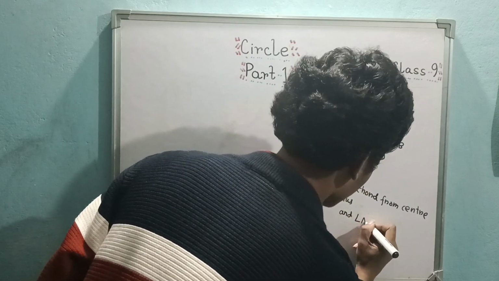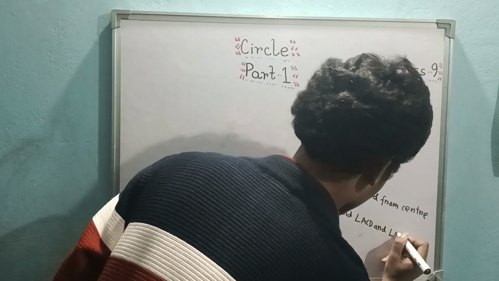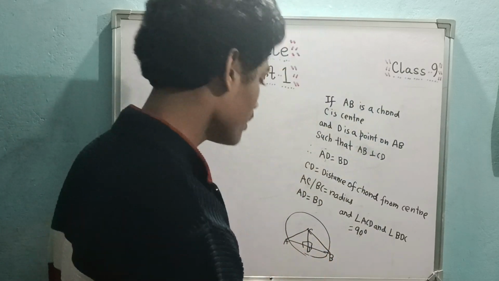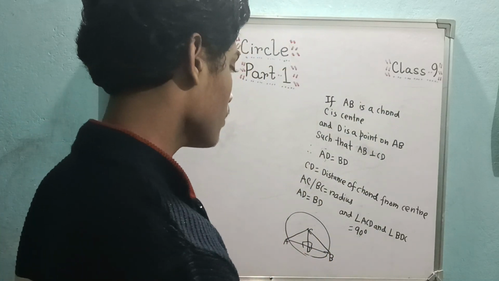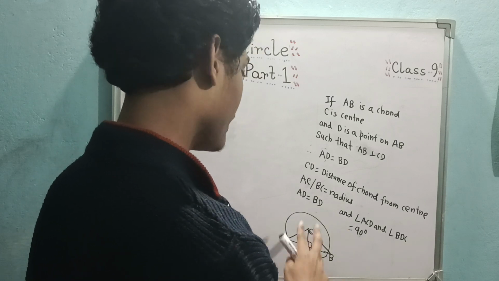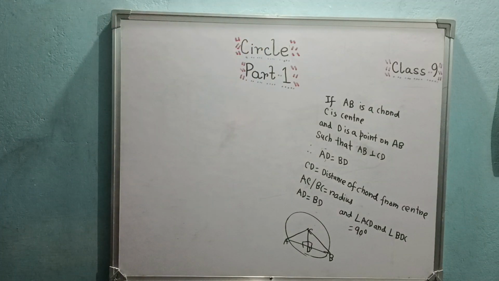angle ACD and angle BDC equal to 90 degree. These two are 90 degrees. So from here, using the Pythagoras theorem, if you have either AD and CD, then you can find AC. Means any two given, you can find the third side. Okay. This is the concept about chords for circles.